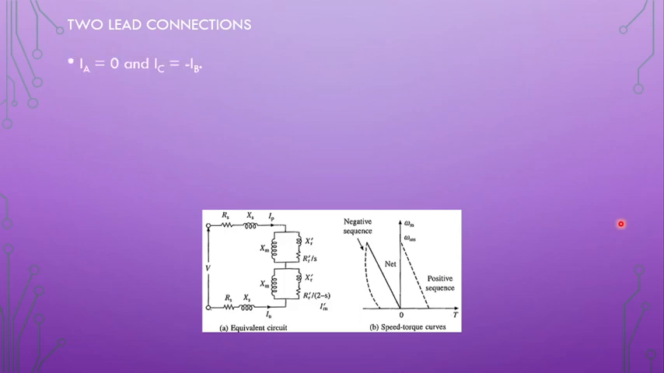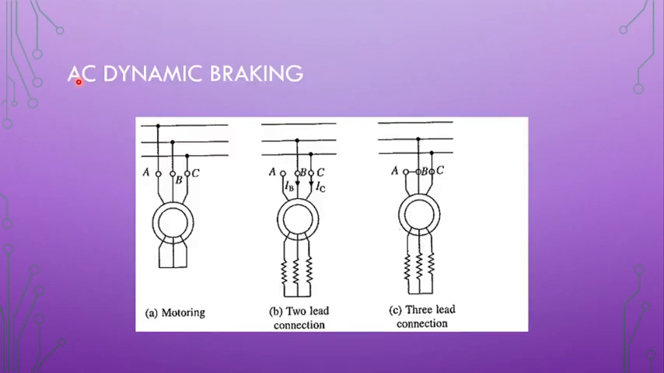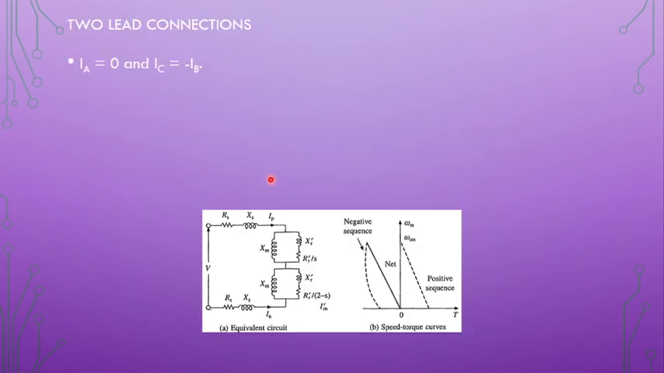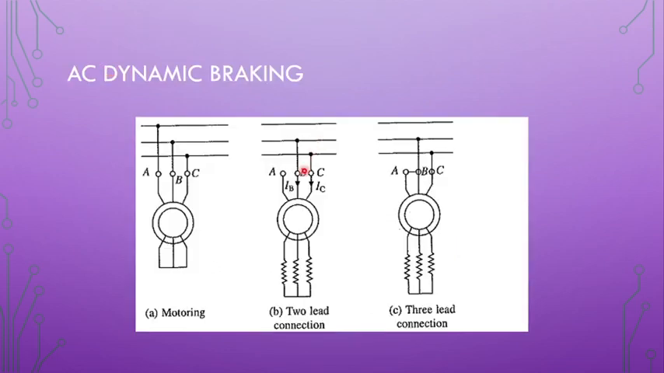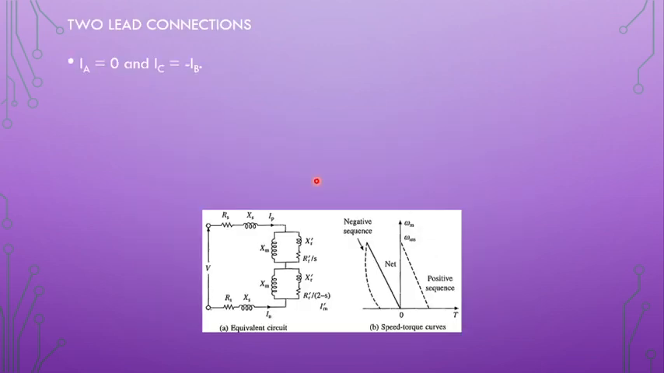So what happens here is, if one of the connections of the supply is removed, as shown here, there will not be any current in the phase A. So the phase current IA will be equal to 0. And if the current is entering through phase B, then it has to exit through phase C. So IC will be equal to minus IB.